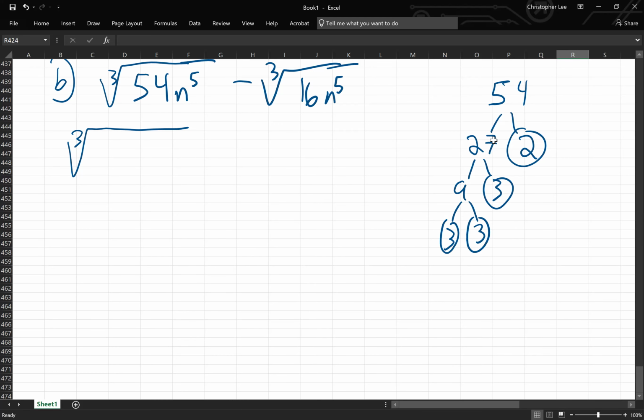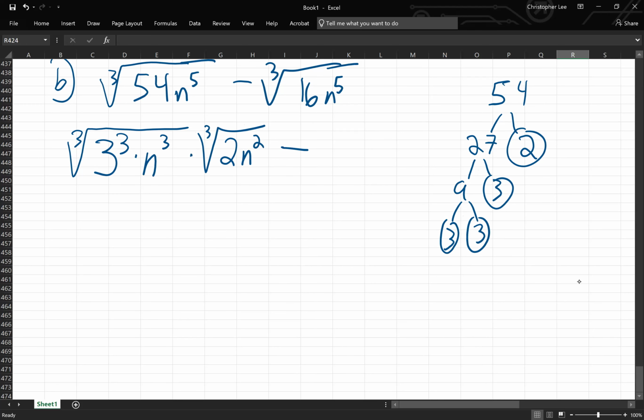But it has to be a perfect cube. So this is going to be 3 to the third times n to the third, times the cube root of 2n to the second power. See that? So perfect cubes in the first one, the remainder in the second one, right?